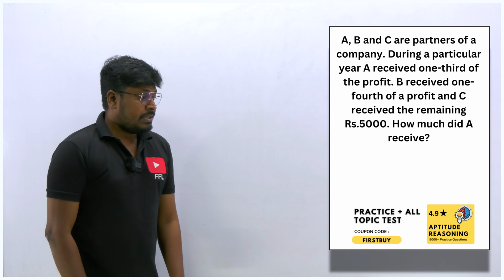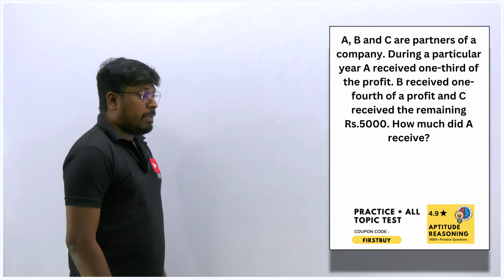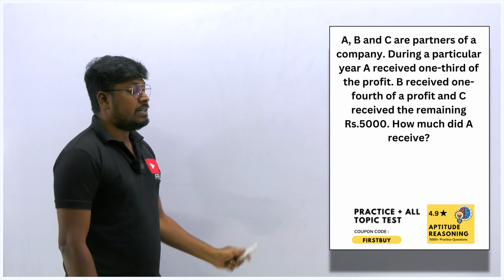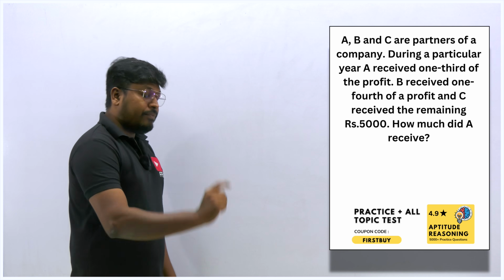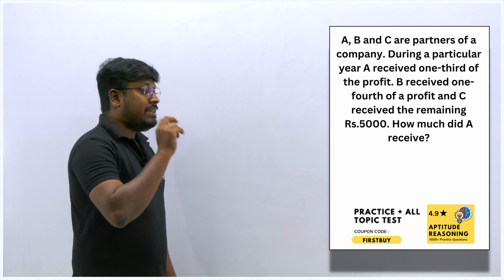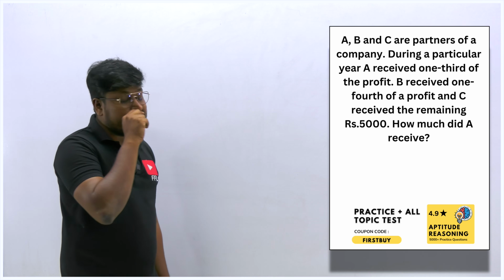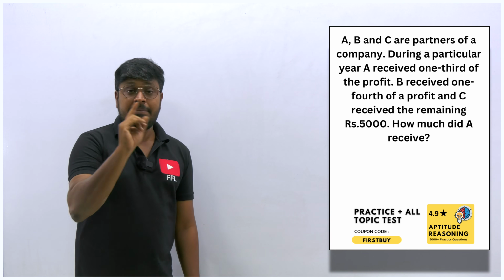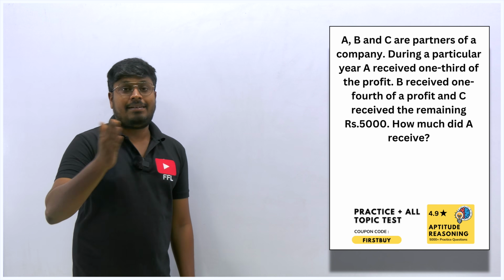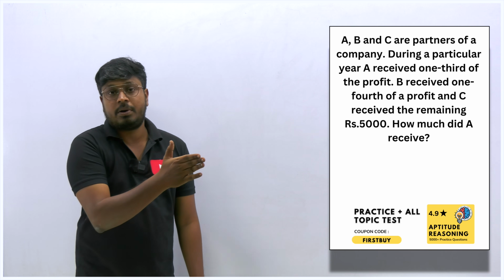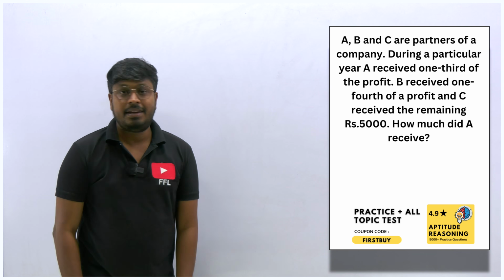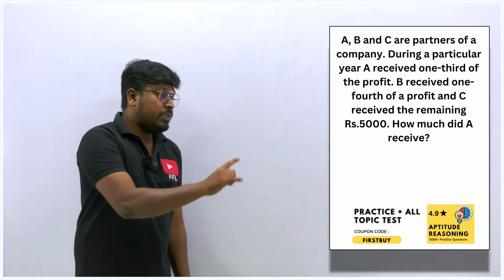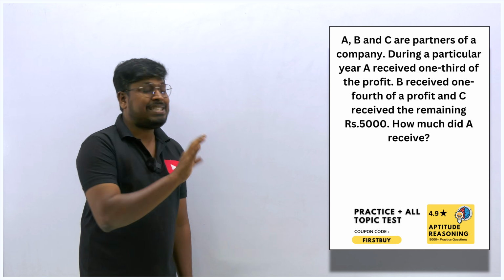Next question. A, B and C are the partners of a company. During a particular year, A received 1/3 of the profit, B received 1/4 of the profit, and C received the remaining 5,000. How much did A receive? You can see these kinds of questions more in prelims level exams, like share-based questions, even in the partnership topic. So there are 3 partners, A, B and C in a business. During a particular year, A receives 1/3 of the profit.